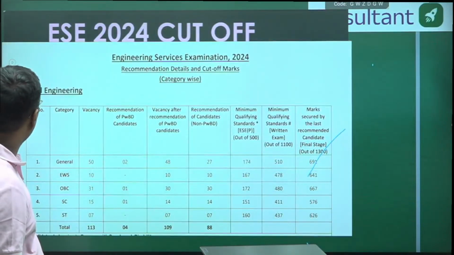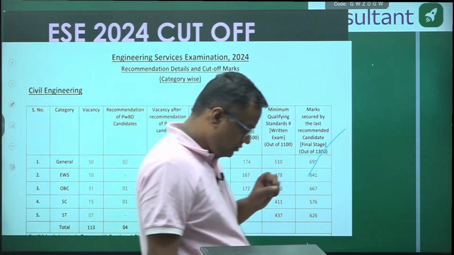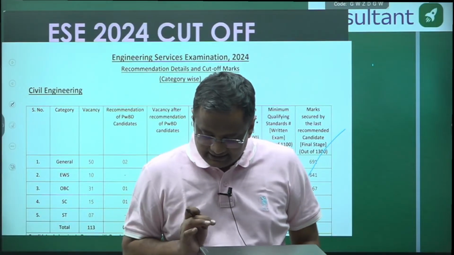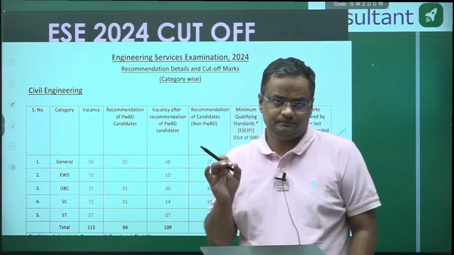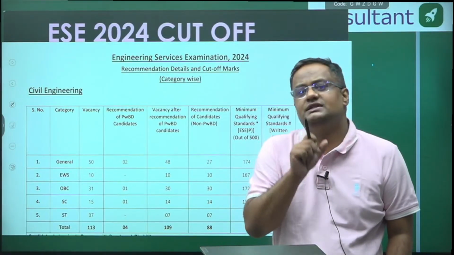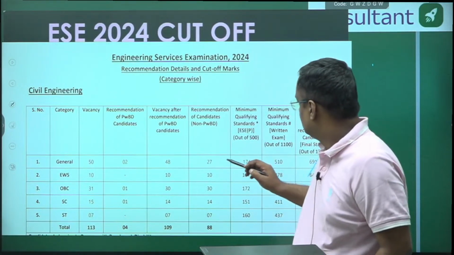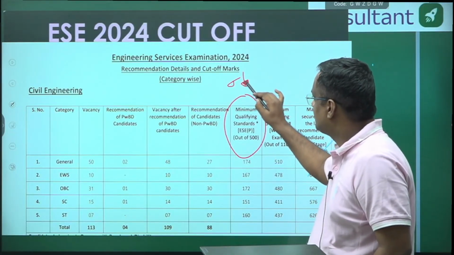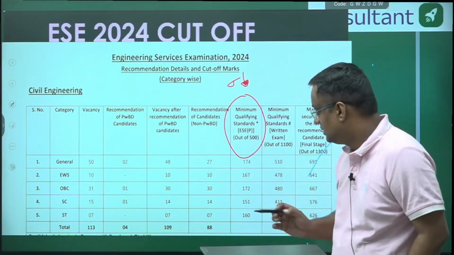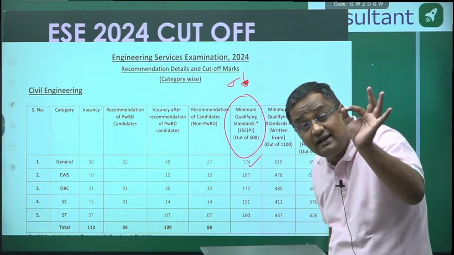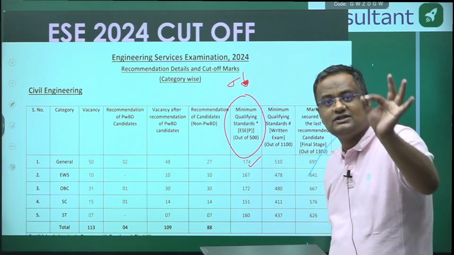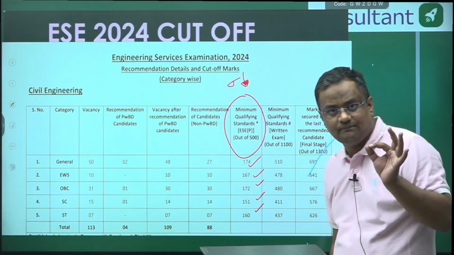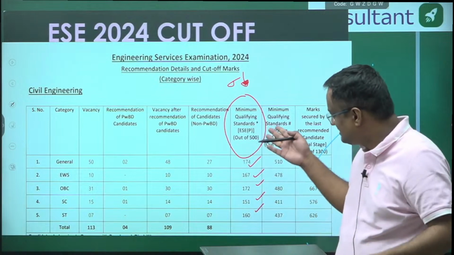One more thing, beta, I want to tell you that for all the students selected in the engineering services examination, in prelims out of 500, the standard deviation is not much. Last year, for 2024, the cutoff for the general category is 174 out of 500 marks, 167 for EWS, 172 for OBC, 151 for SC and 160 for ST. That means even less than 40%, 35%, 30% cutoff.